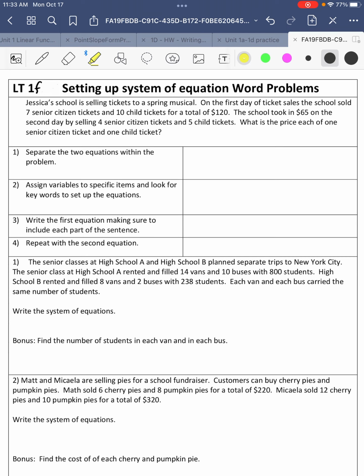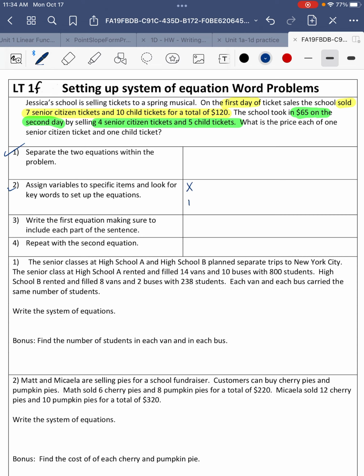So our steps: separate the two equations within the problem. We have the first day sales, and we sold 7 senior citizen tickets and 10 child tickets. On the second day, the school took in $65 by selling 4 senior citizen tickets and 5 child tickets. So step 1 is done, we separated the problems. Step 2 is we need to assign the variables.